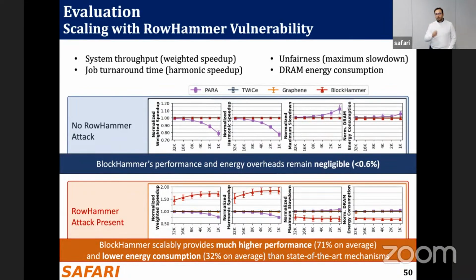And when there is a RowHammer attack present, then we have much higher performance and energy consumption benefits as RowHammer thresholds go down. Again, it's because of throttling the malicious thread more aggressively.